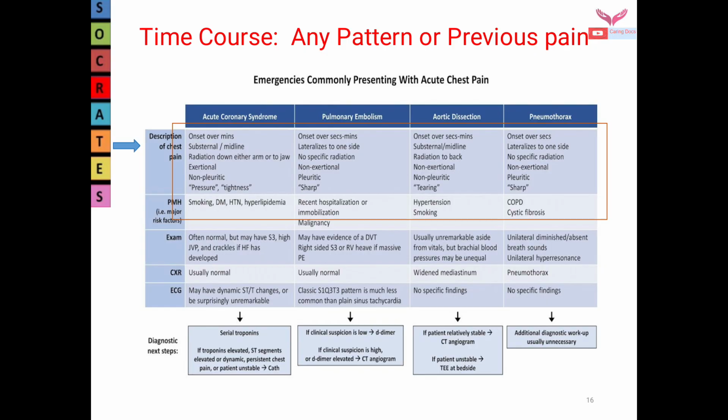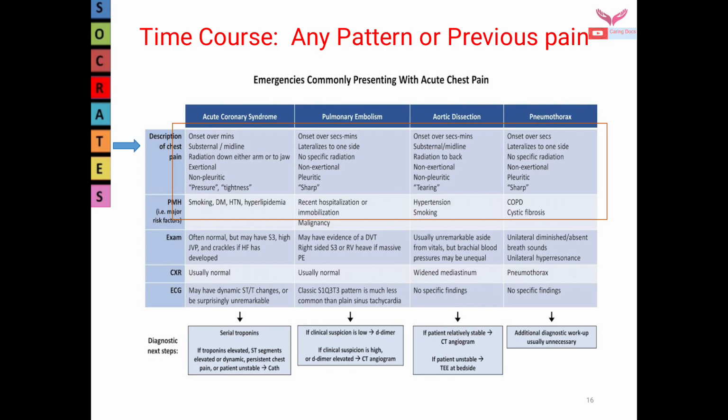The ECG may show S1Q3T3 pattern in about 10% of the cases, but more important finding in cases of pulmonary embolism is sinus tachycardia. If the clinical suspicion is low, we can do D dimer. If the clinical suspicion is high and the D dimer is elevated, we will prefer to do CT angio.